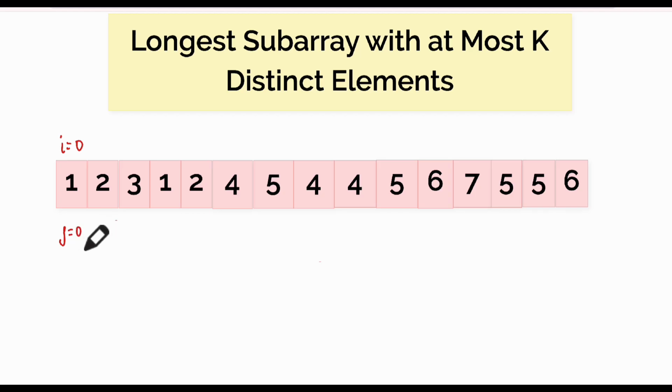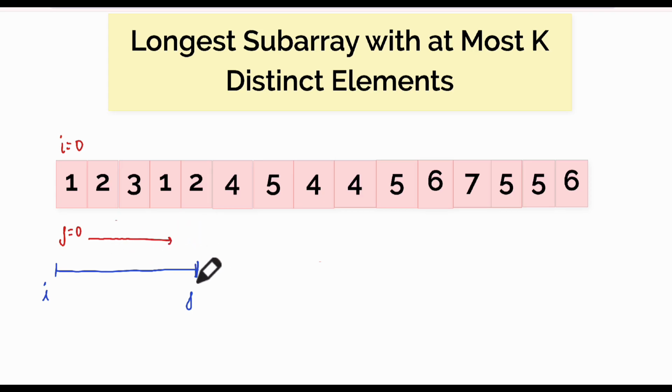Okay, now j will keep on expanding. Let's say a time comes when my window is this: 1 2 3 1 2. Okay, this was my window. Now this is my i, this is my j. Now j was expanding to increase the window size.